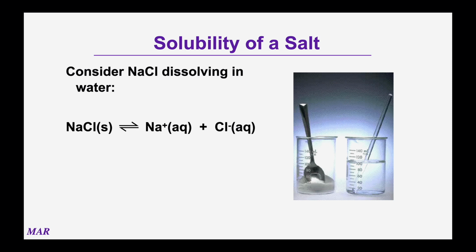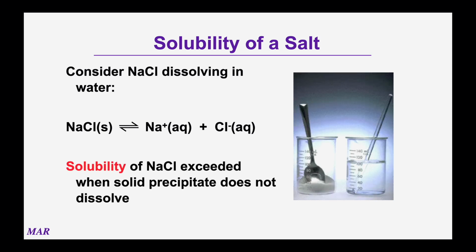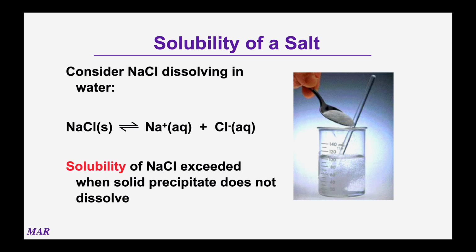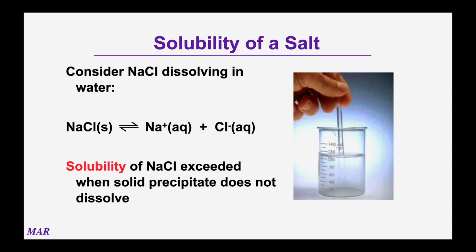If we're going to write an equilibrium, let's write it like this, where the precipitated version or the solid version is the reactant, and the ions that go into it are the products. So for sodium chloride, we would say NaCl solid on the reactant side, and then Na+ and Cl-, the dissolved ions, aqueous, on the product side. And again, this is an equilibrium. When a small amount of sodium chloride is added to 100 grams of water, it dissolves.